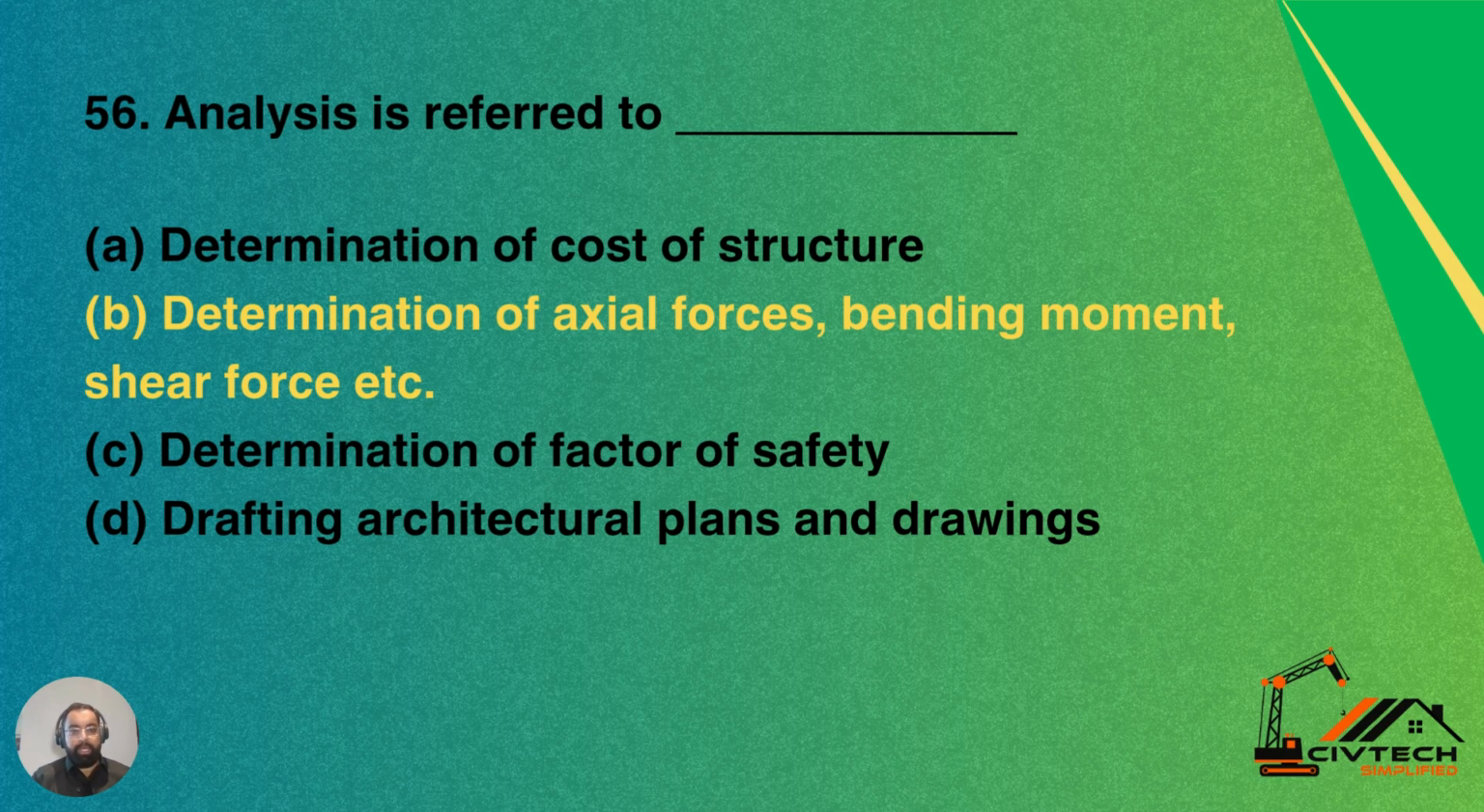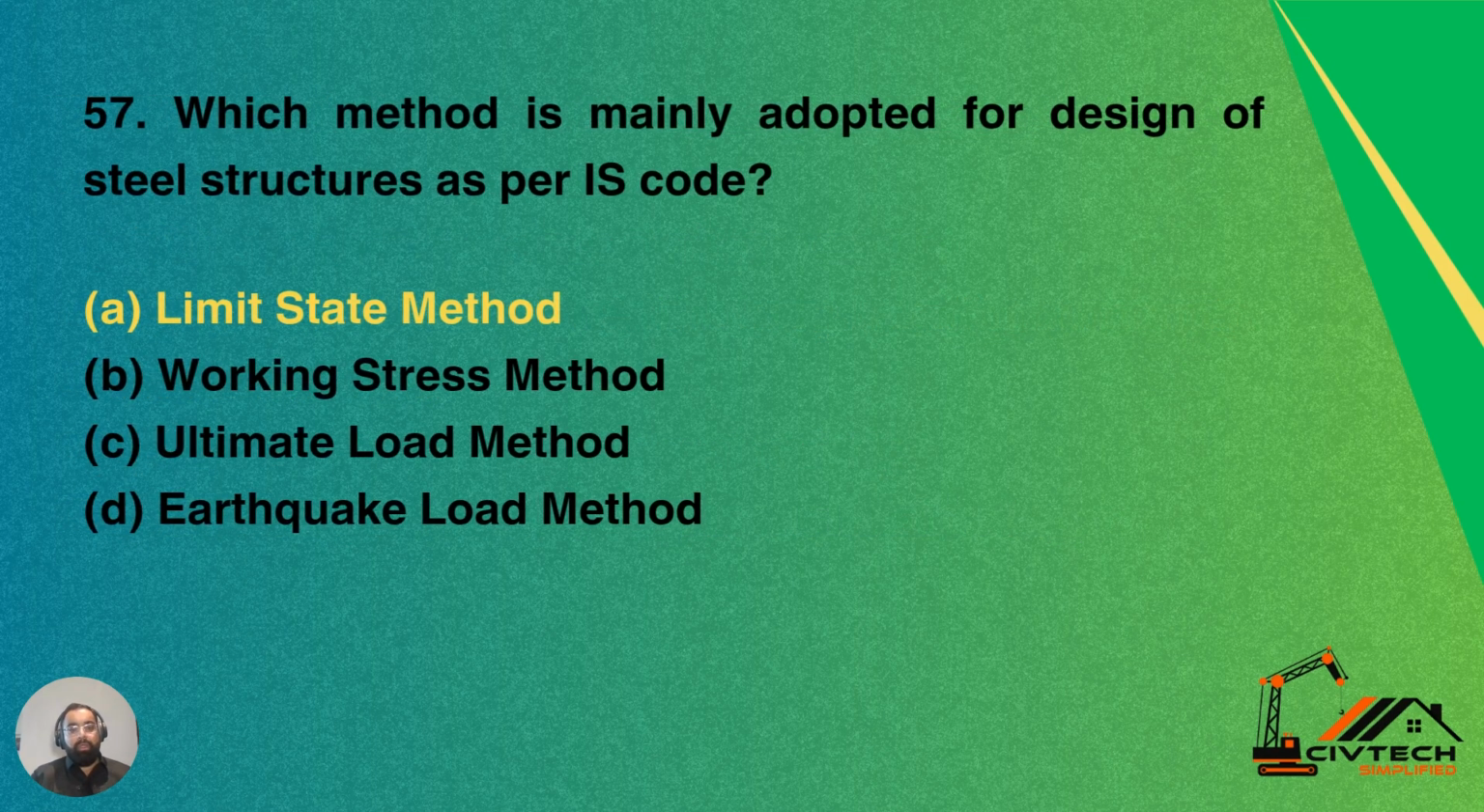56. Analysis is referred to as dash. What is analysis? Option A, determination of cost of structure. Option B, determination of axial forces, bending moment, shear forces, etc. Option C, determination of factor of safety. Option D, drafting architectural plans and drawings. So analysis means calculating the axial forces, shear forces and bending moments. So B is the correct answer. In structural analysis, we calculate the axial forces, bending moments, as well as shear forces.